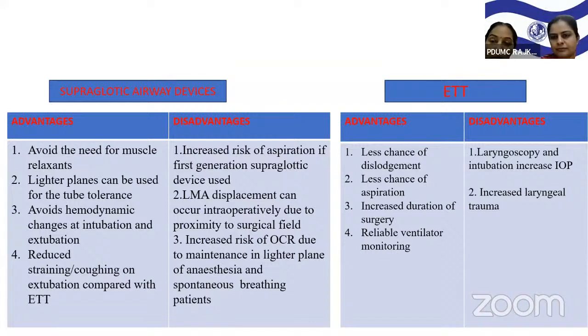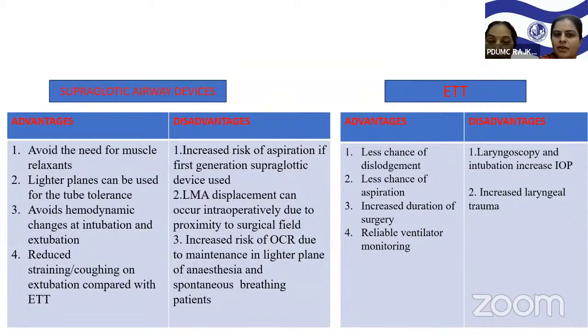If you're going with the ET tube, the advantages are we have less chance of dislodgement and less chance of aspiration. And if the surgery is going for a longer duration, ET in situ will be the best thing, ma'am. And reliable ventilation and monitoring with the ET tube. Disadvantages: when you're intubating and doing a laryngoscopy, again, there will be an increase in intraocular pressure. And there will be risk of laryngeal trauma and ischemia.